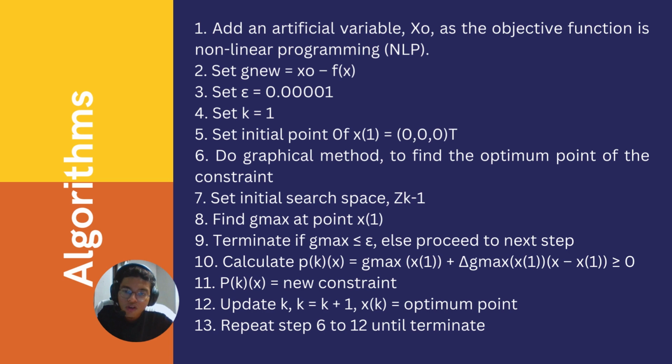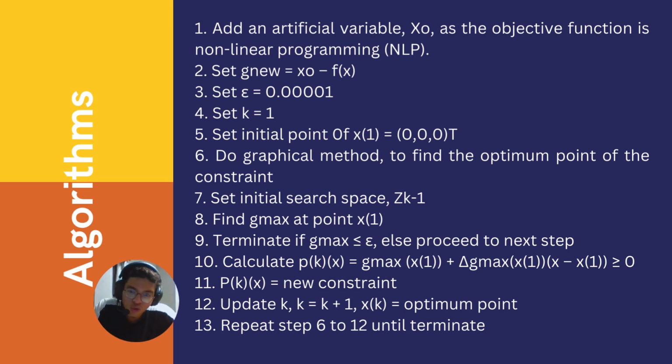So this is the algorithm for the cutting plane method, where the first one we add the artificial variable x naught as the objective function is nonlinear programming, and then we set the g new equal to x naught minus f functions. We set the termination value, we set k is equal to 1, we set the initial point of x1 where 0, 0, 0. Then we do the graphical method to find the optimal point of the constraint, and then we set the initial search space.